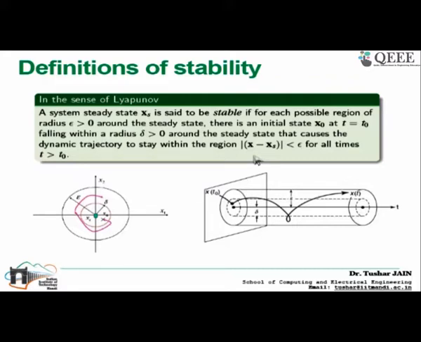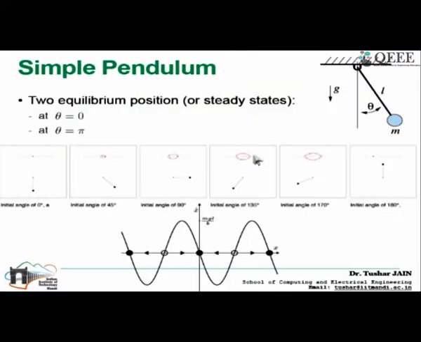So we define the stability in the sense of Lyapunov. I'll slowly read this statement. A system steady state XS, okay, we have seen what a steady state is, is said to be stable if for each possible region of radius epsilon, which is greater than 0, around the steady state. Now go back to this one so that you can also visualize.